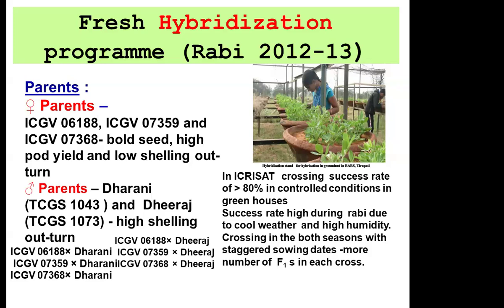Normally, we go for hybridization in Tirupati during Rabi season, unless it is a student program or part of any collaborative program. Otherwise, we go for the crossing program during Rabi season, as we have cool weather and high humidity, so the success rate will be very high. Even in Tirupati itself, we have achieved a success rate of 36 to 40% in Rabi season. But in the ICAR setup, under controlled conditions, they are getting more than 80% success rate in the crossing program. Thank you. Next slide, please.